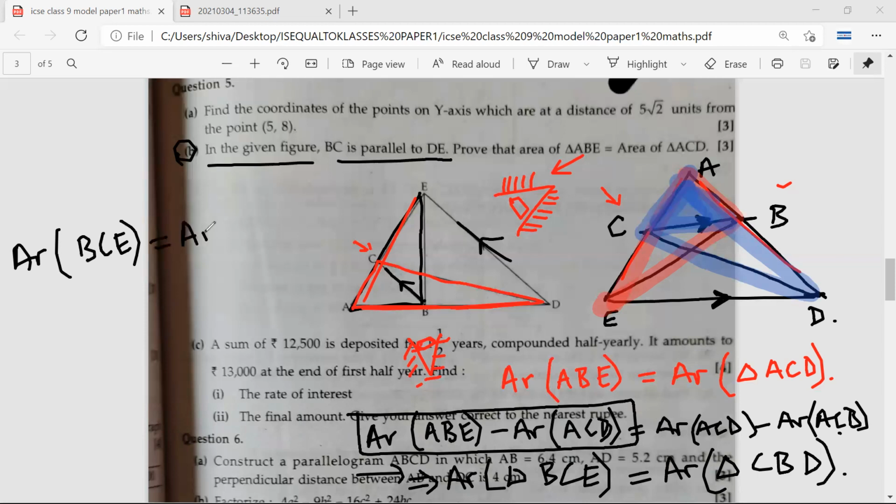Basically I have modified the triangle, because I see in both the triangles I can take this out. So now I just need to prove that this triangle is equal to area of this triangle. Okay. Can we prove that the area of these two triangles are equal? Yes. How can we prove that?